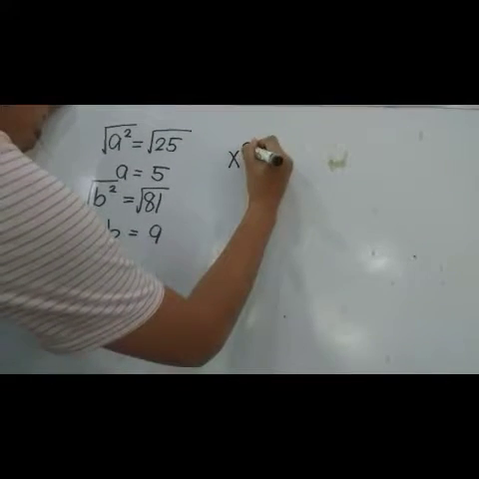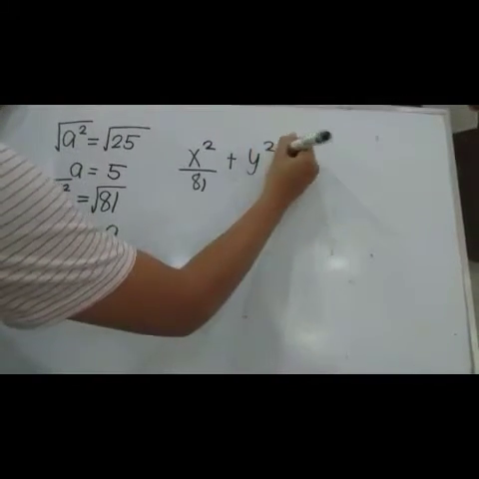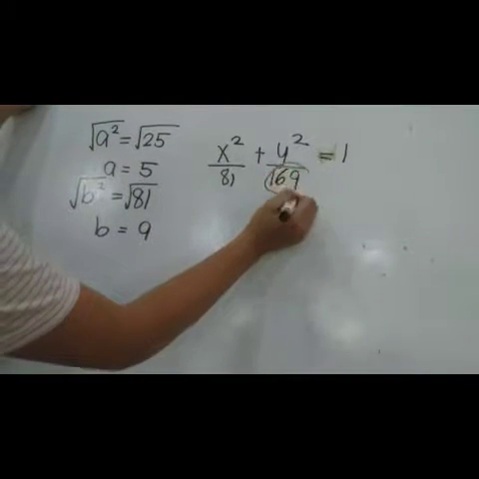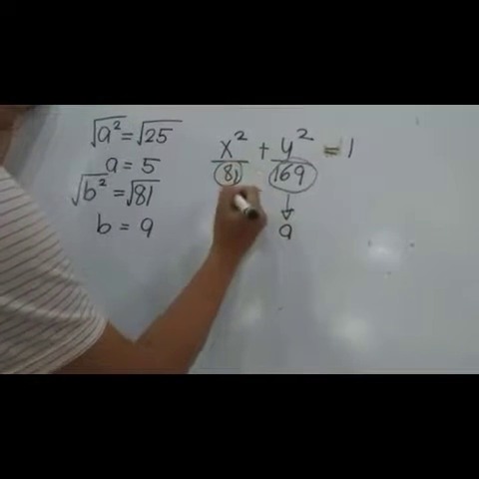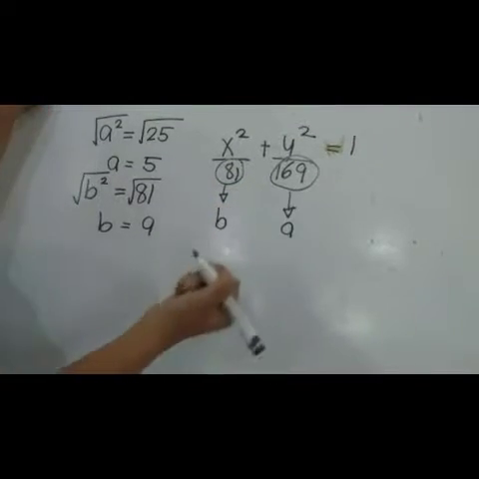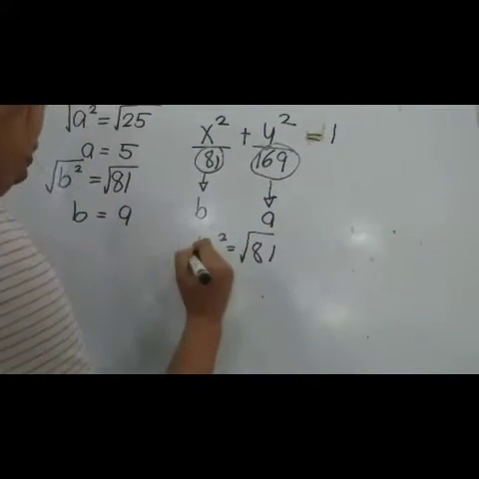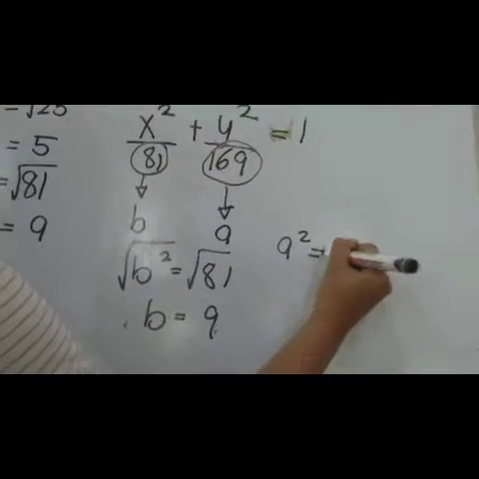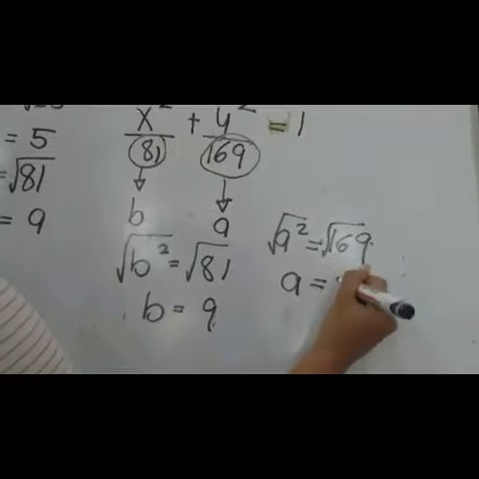So let's see an example. Suppose we have X squared over 81 plus Y squared over 169. The bigger number here is 169, so this is our A, and the smaller number is 81, so this is our B. It's like this: B squared is equal to 81, square root, so our B is equal to 9, and our A squared is 169, so square root, A is equal to 13.